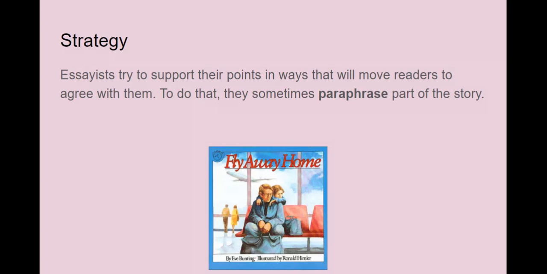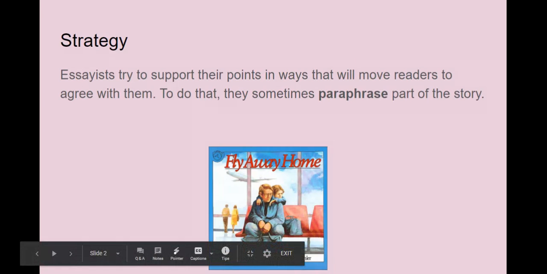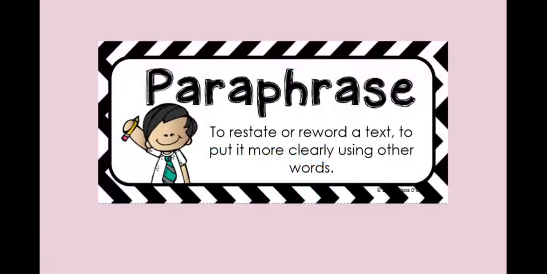We learned how to use direct quotations, where we use the author's exact words, use quotation marks, and give credit to the author. But today we're going to learn how to paraphrase, and we'll talk about exactly what that means in a moment for our text and our essay on Fly Away Home. All right, so paraphrasing is when you restate or reword a text. So you put it more clearly and use your own words.